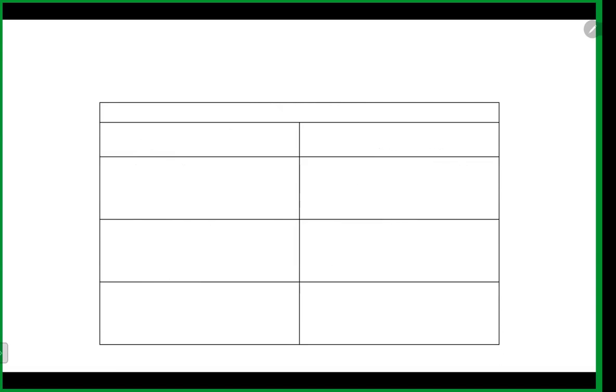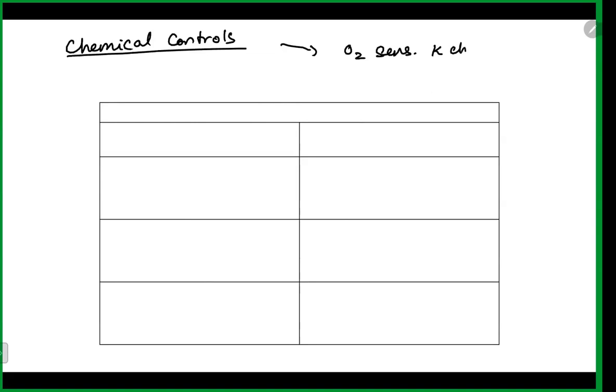Okay, now we are finally moving towards the chemical controls. That is going to be your respiratory regulation. Chemical controls. Let's see the chemical controls now. So for chemical control, the main players are the oxygen sensitive potassium channels. There are some oxygen sensitive potassium channels which are going to act as chemoreceptors. So you're going to have chemoreceptors here.